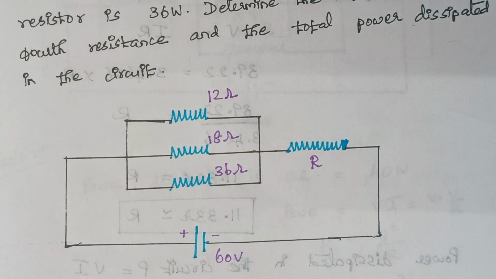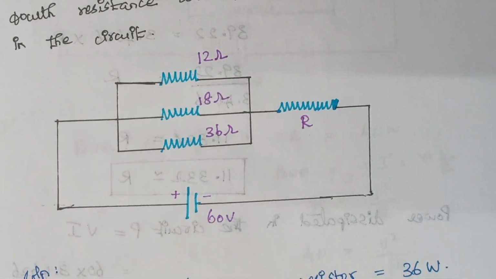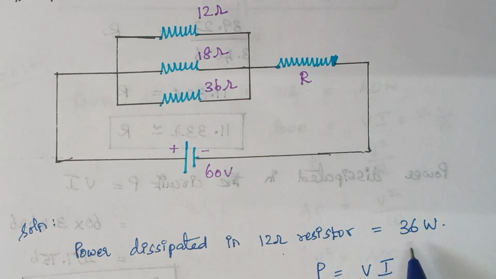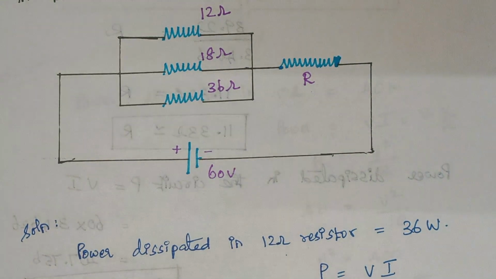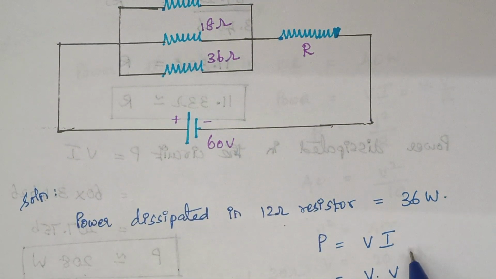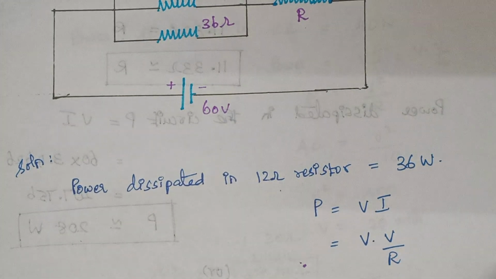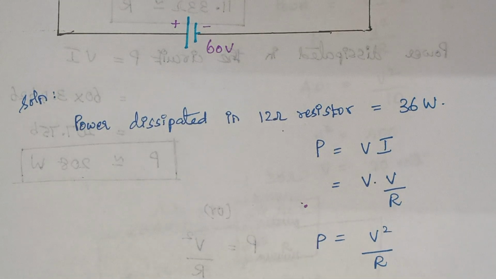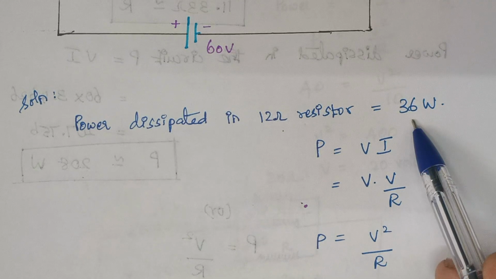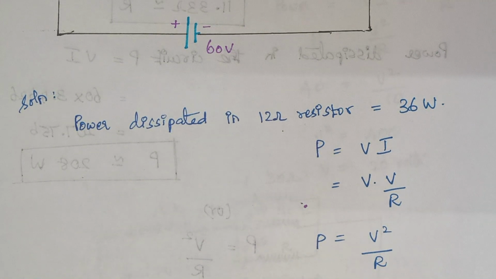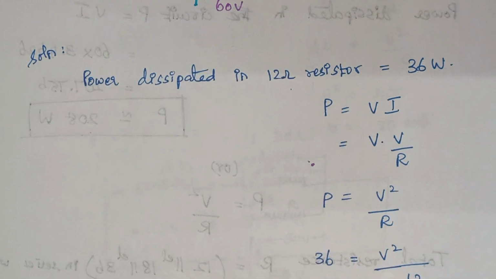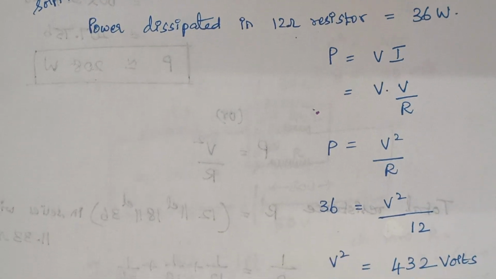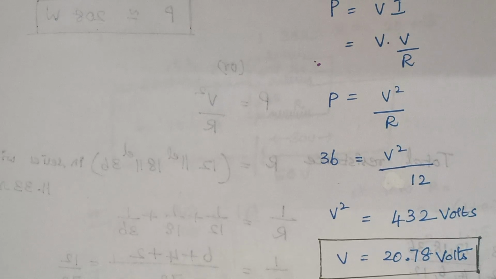Right. So first, from the given data, power dissipated in the 12 ohm resistor is 36 watts. Right, it is given in the problem. So what is the formula for power? It is given by P is equal to VI and I can be replaced by V by R. So here it is V square by R. The value of power is 36 watts and the value of R is 12 ohm. When you substitute the values here, we can calculate the value of V. Right, V square is 432 and V is 20.78 volt.